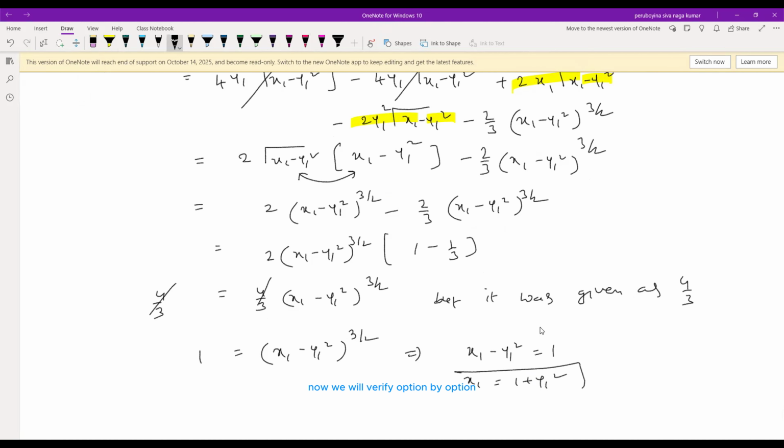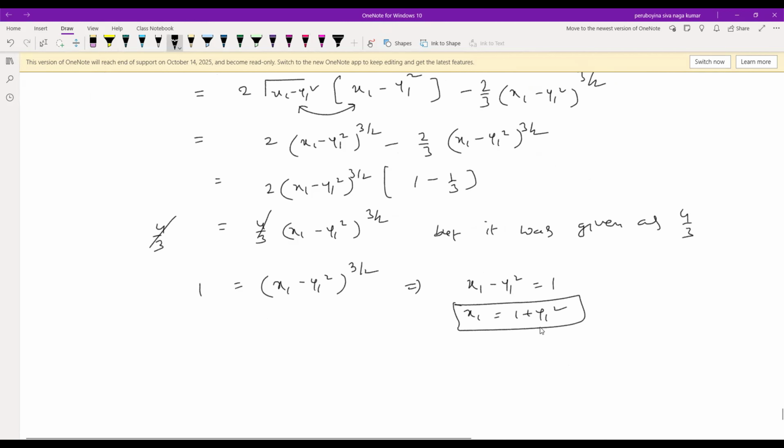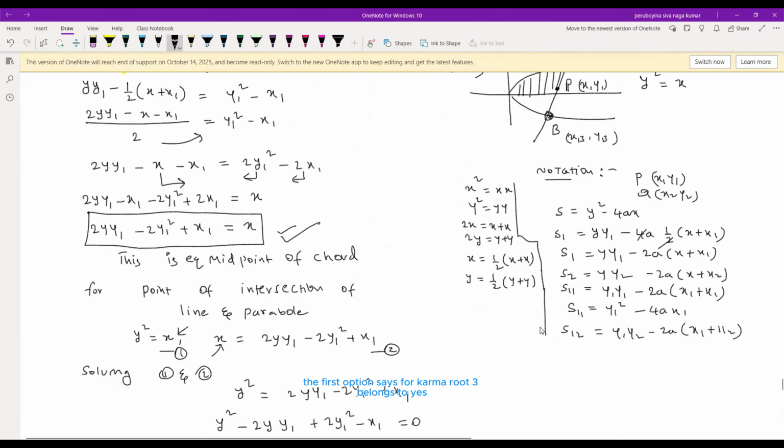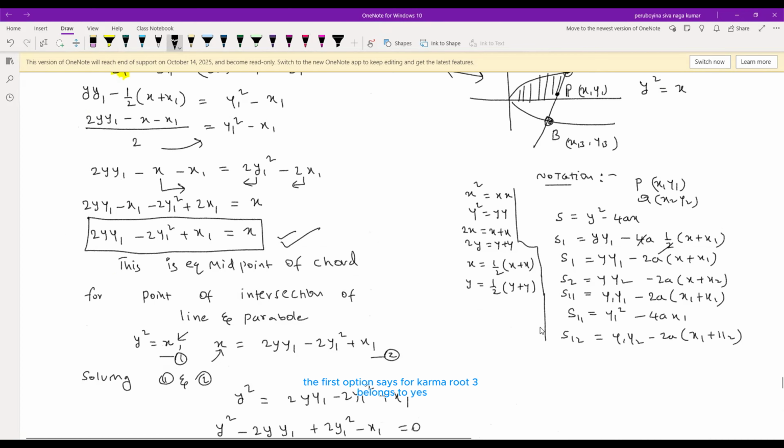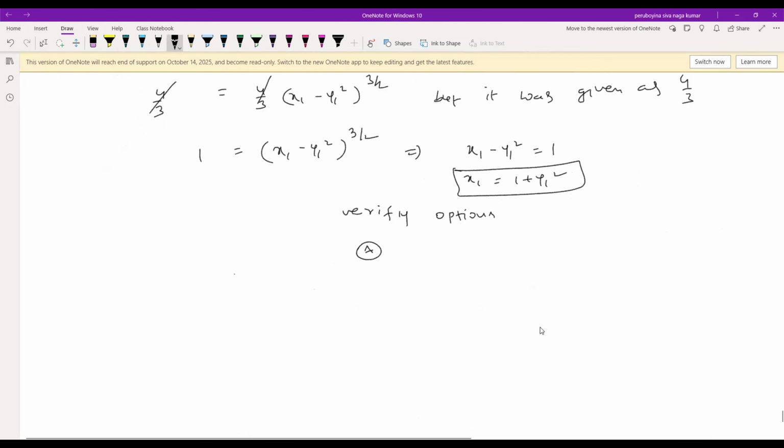Now we will verify option by option. The first option says 4 comma root 3 belongs to S. This is a locus. So substitute 4, 1 plus 3, belongs to S is true. So option A is correct.